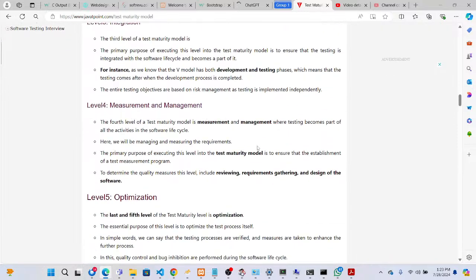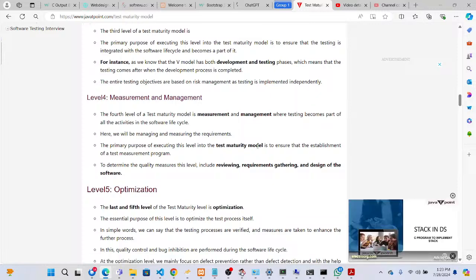Level 4, measurement and management. The fourth level of the test maturity model is measurement and management, where testing becomes part of all the activities in the software lifecycle. Okay, so here we will be managing and measuring. That means what the defects are, how many defects there are, what the analysis is, all those things are done here.